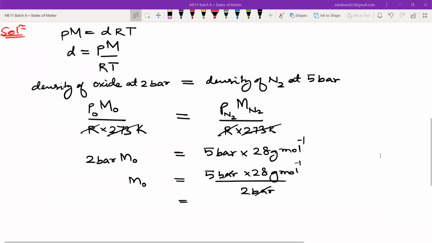Okay, fine. So I think most of you have given the right answer, that is 70 grams per mole.